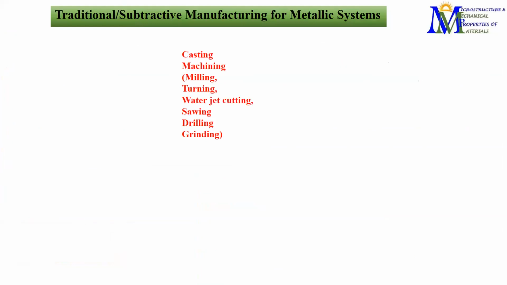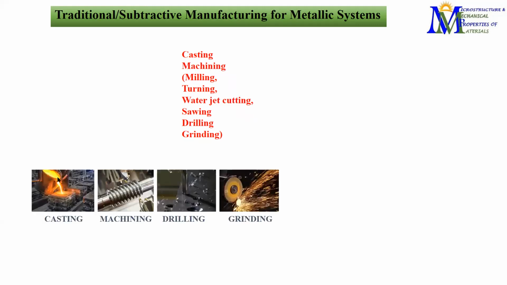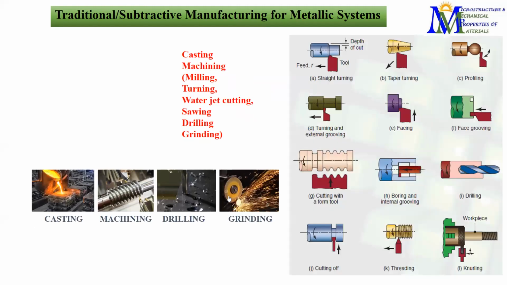Okay, so now moving to the topic. Before we start on additive manufacturing, let's focus on what we had, what we used, what was in practice for several decades for metallic systems. Whenever we have to make something out of a metallic system, we use the following procedures: casting, and then different kinds of machining operations. These are some pictures of casting and different varieties of machining.